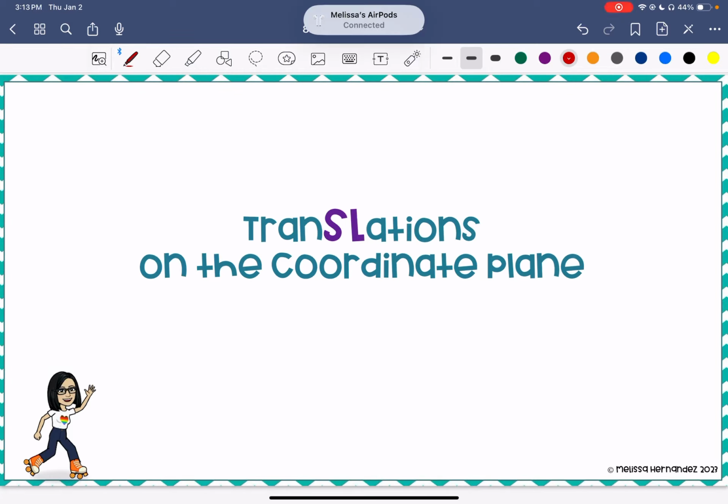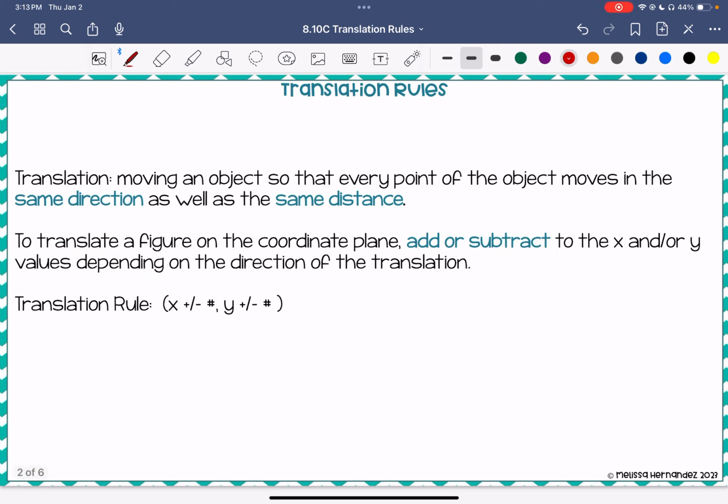In this video, we're going to talk about translations on the coordinate plane. If you notice, I put an emphasis on the SL because, in order to help my students remember, I always tell them that a translation is just a slide. So the object moves the same direction as well as the same distance, and the rule usually has an add or subtract to the X or Y depending on the direction of the translation. So let's go ahead and get started so you can see what I'm talking about.